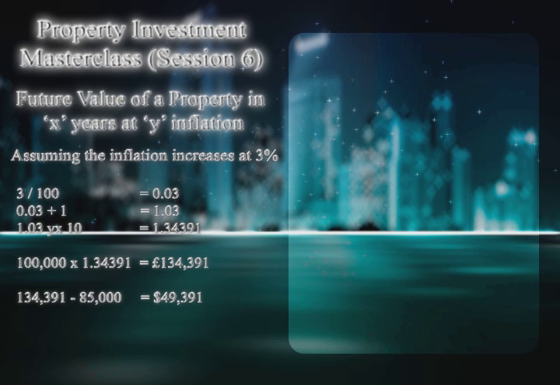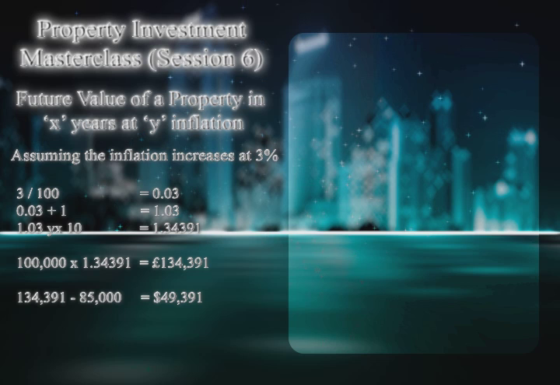So now we can work out what the future value of your equity would be of that property. Now if you bought that property with an 85% mortgage on 100 grand, that means you borrowed £85,000. So you would take that £85,000 and you would minus that from that. So you would take that 134,391 and you would take away 85,000, and that means that you could expect to have an equity of £49,391 in 10 years, assuming an inflation rate of 3%. And that's how you work it out.